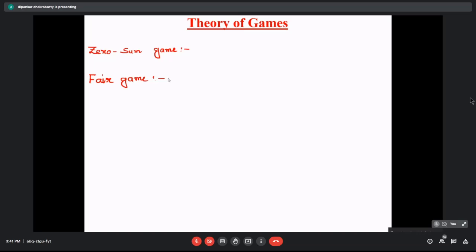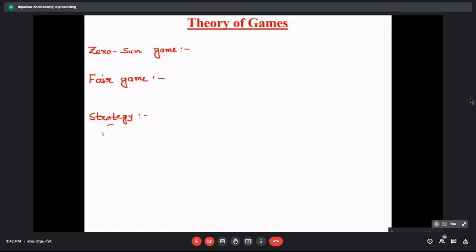Now, as I mentioned to you, when two players play a game, obviously they must have some strategy to win their game. Now, what do we mean by strategy? A strategy is basically a set of predetermined rules by which a player will decide which of the available courses of action will be adopted at each play.